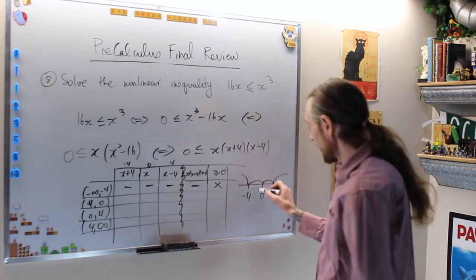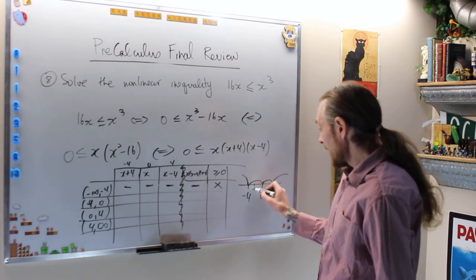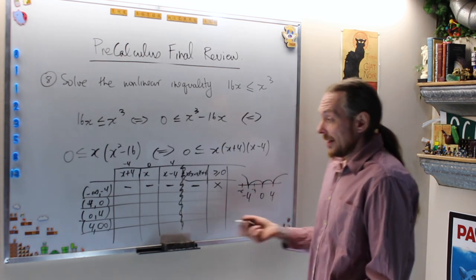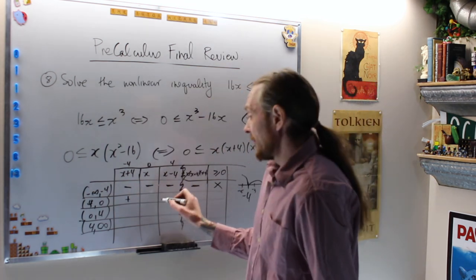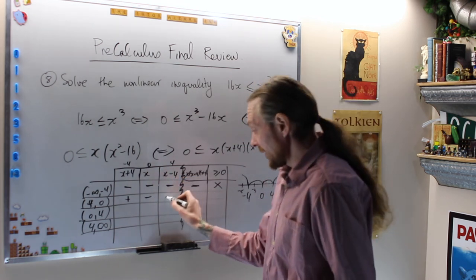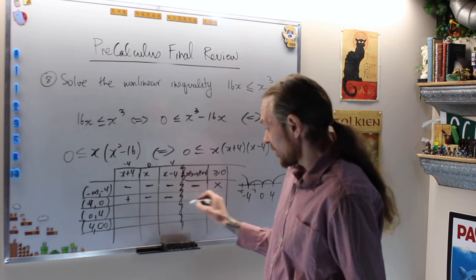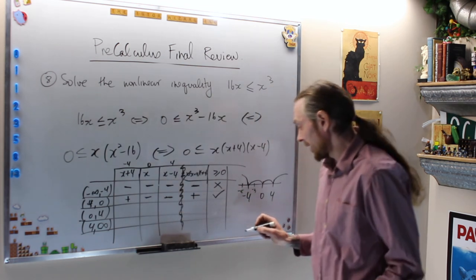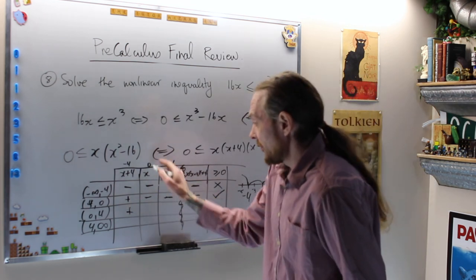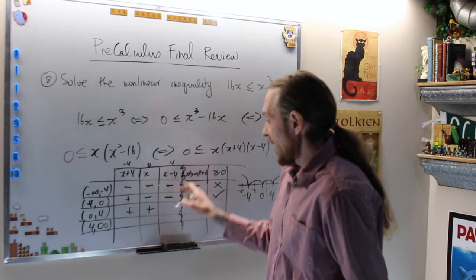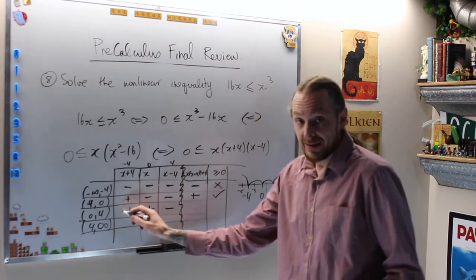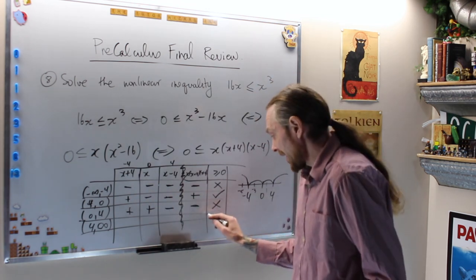In the next interval, say negative 3 is in here, so I'm going to pick that one. Negative 3 plus 4 is positive. Negative 3 is negative. Negative 3 minus 4 is negative 7, which is still negative. But now when I multiply, I get positive. I do want that. In here, pick 1. 1 plus 4 is positive. 1 is positive. But 1 minus 4 is negative 3, which is negative. So when I multiply these together, I get a negative, and that's bad.